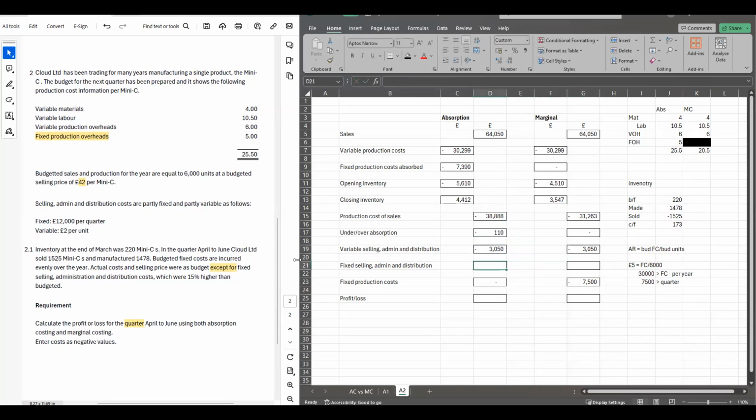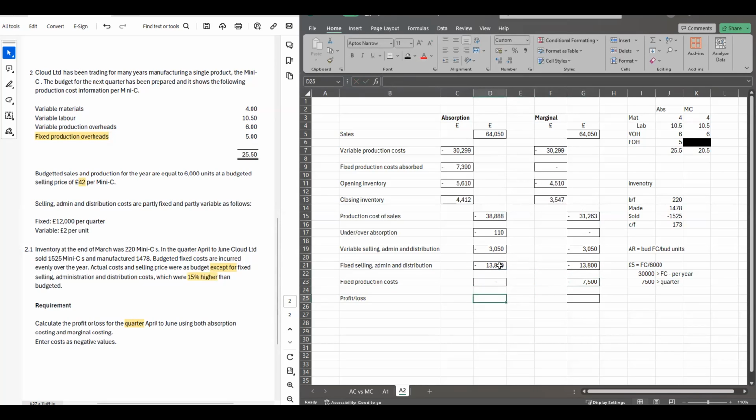Then we get told that the fixed selling, admin and distribution were 15% higher. Of course, we were given that it was 12,000 per quarter. Remember, we are doing a profit or loss for the quarter. So we can simply take the 12,000, multiply it by 1.15, i.e. increase it by the 15%, and then we can arrive at our right answer.